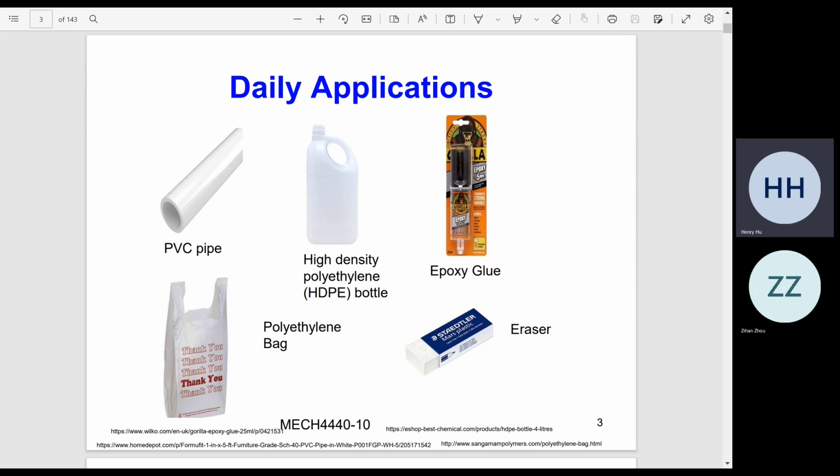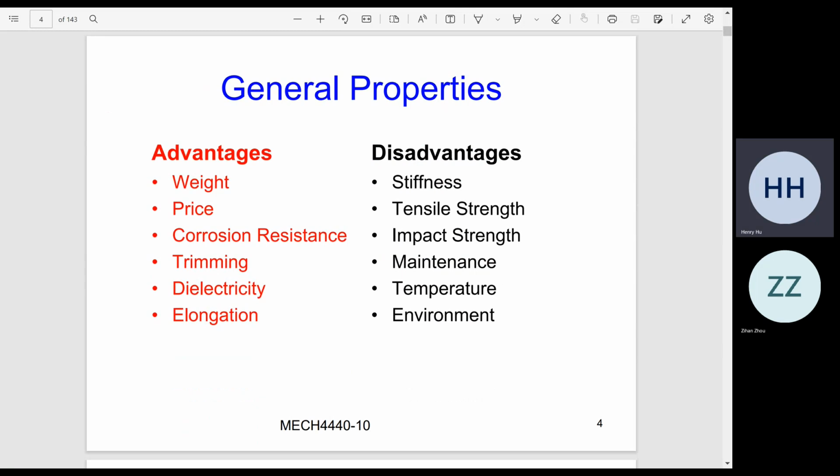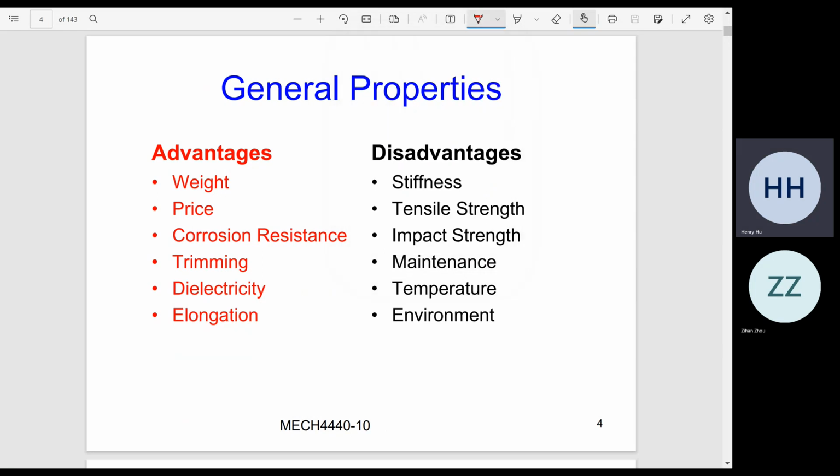Thank you. Appreciate it. So this slide is talking about the daily applications. The examples here are the PVC pipe, high density polyethylene bottles, epoxy glue, polyethylene bags, as well as an eraser. And this slide is talking about the general properties. For the advantages, we have weight, price, corrosion resistance, trimming, dielectricity, and elongation. Some of the disadvantages are stiffness, tensile strength, impact strength, maintenance, temperature, and environment.